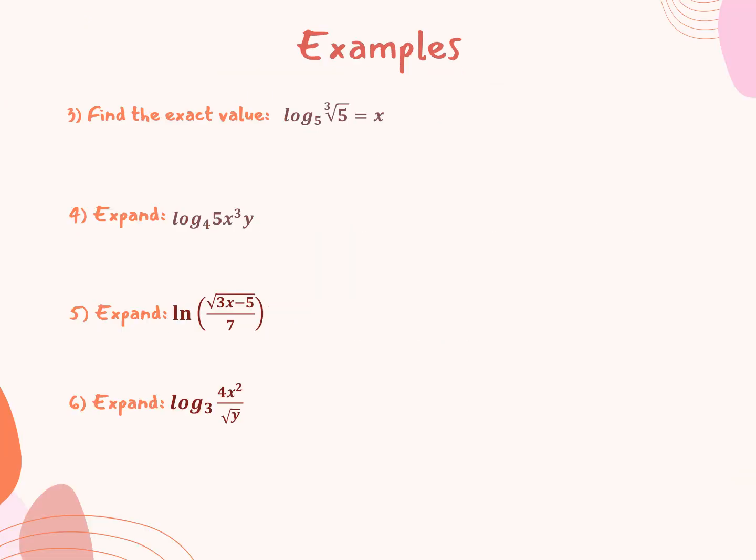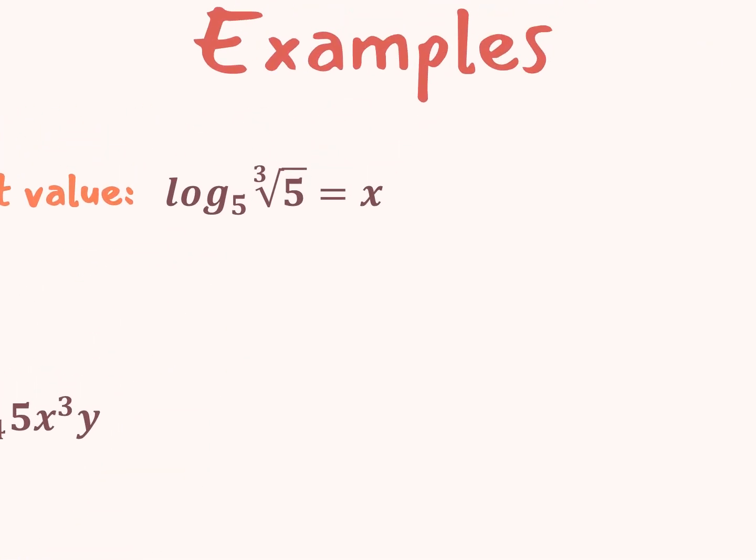All right? So let's first start with something that we've already done before, right? I have log base 5 of the cube root of 5 equals x, right? Keep in mind, this is the same as log base 5 of 5 to the 1/3. And you guys know that we can cross out the log base 5 and the 5, and then we just get x equals 1/3, right?